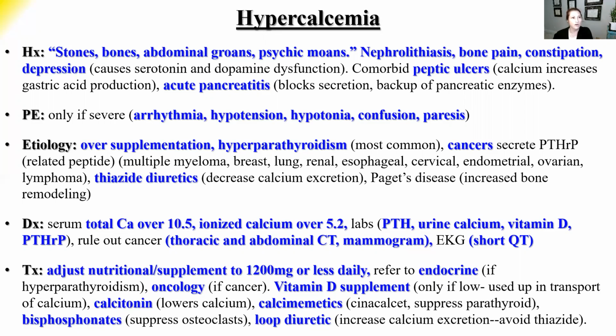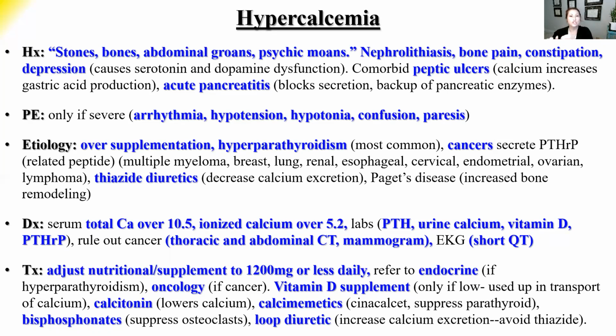So if they haven't gotten their recommended screening, let's say they're having B symptoms, night sweats, weight loss, you would be thinking more cancer in that situation. So a thoracic and abdominal CT would be reasonable, and a mammogram. On EKG, if you have too much calcium, that can actually shorten that QT segment.